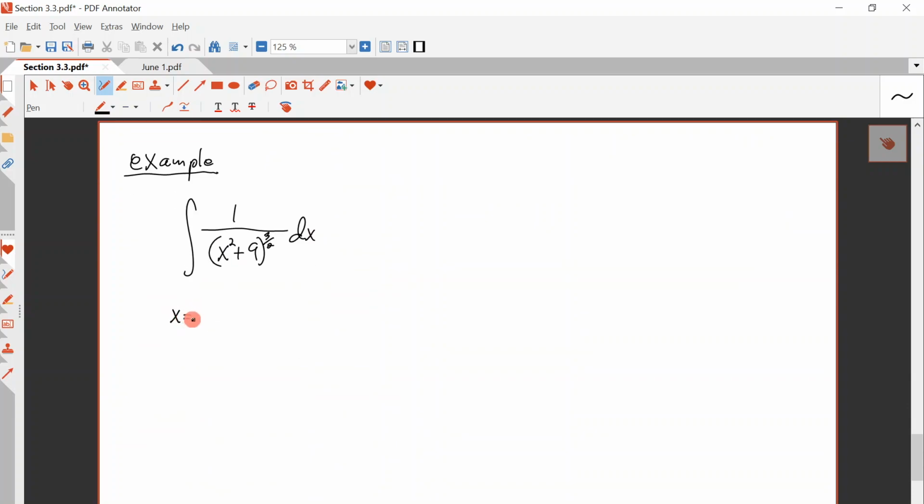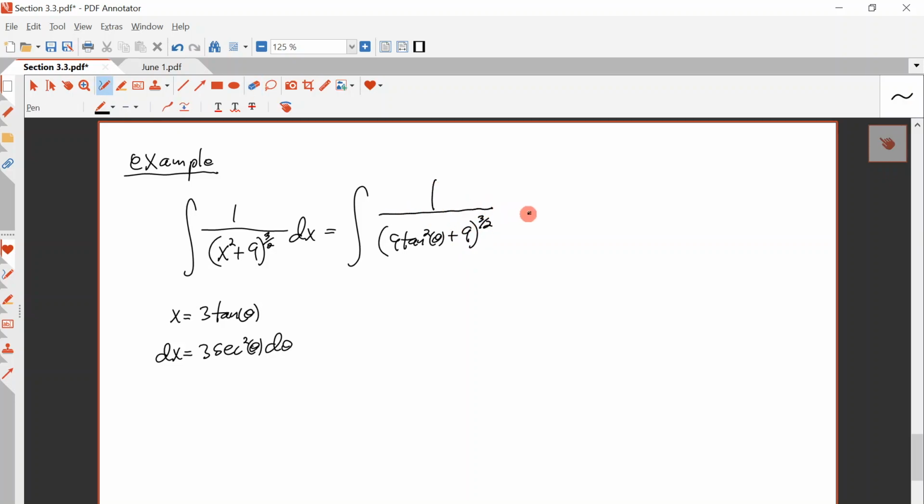So we're going to let x equal 3 tangent theta. So dx is 3 secant squared theta d theta. Making that substitution here, I have 1 over, so x squared is 9 tangent squared theta plus 9 to the 3/2 exponent. And then the dx is 3 secant squared theta d theta. Okay?